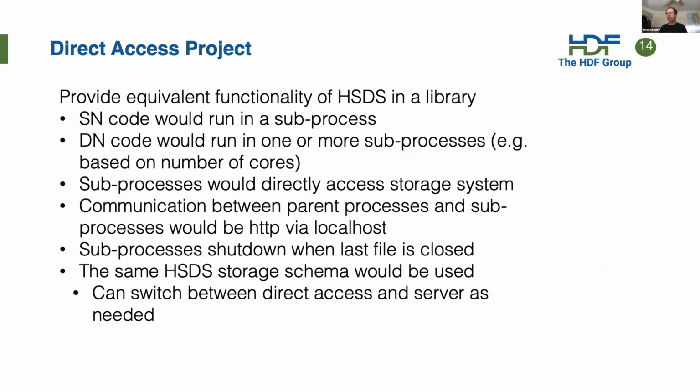So we have this idea of a direct access functionality. This would provide equivalent functionality to HSDS, but it would all run within the client side. With this idea, we would take the SN code, run it as a subprocess, and take the DN code in the server and run it as one or more subprocesses. For example, if I have a 4-core system, I could run 4 DN nodes to maximize my throughput. The subprocess would have the ability to directly access the storage system, either the S3 bucket or even a local POSIX drive.